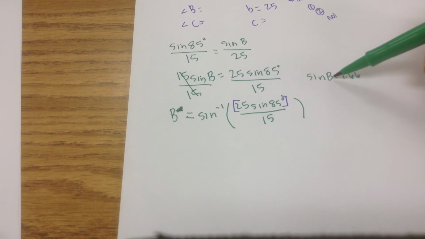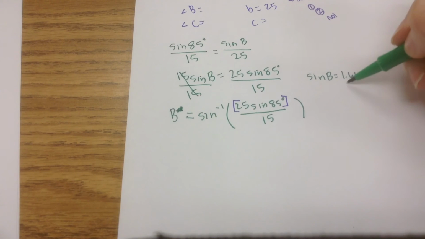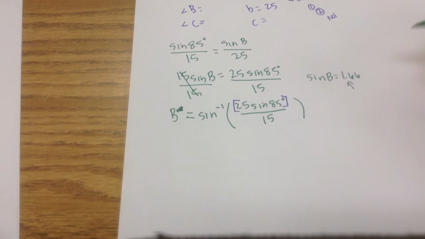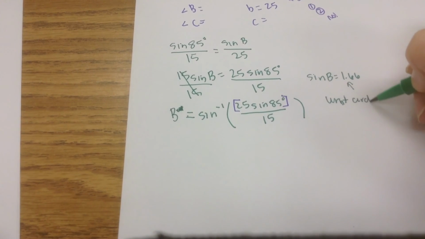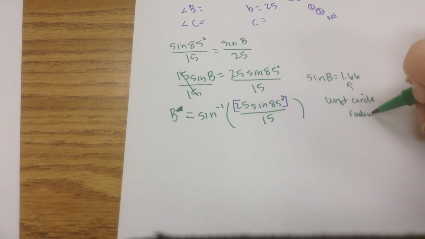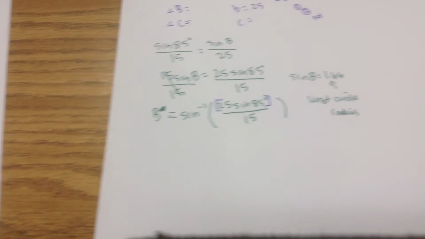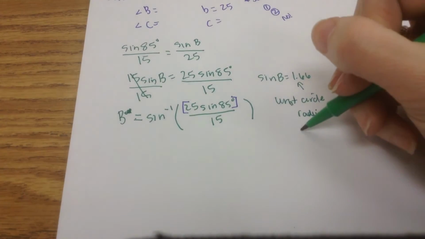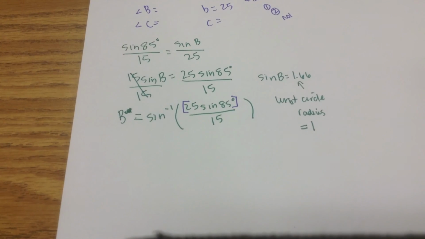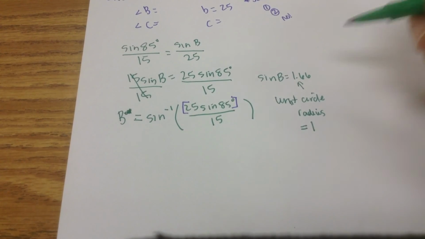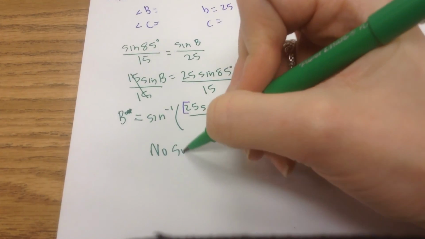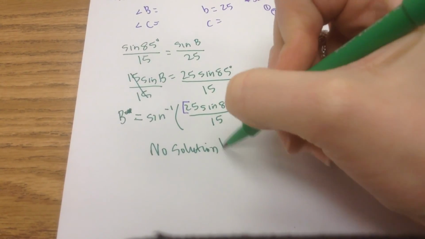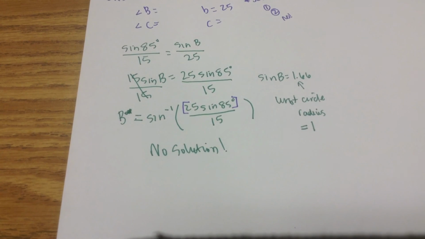All of these ratios are talking about the unit circle. This is outside of the unit circle. Remember, the unit circle radius is equal to 1. In other words, it's outside of the range. Okay, so this is not possible. So this one says no solution. And it's because the ratio is actually larger than 1.